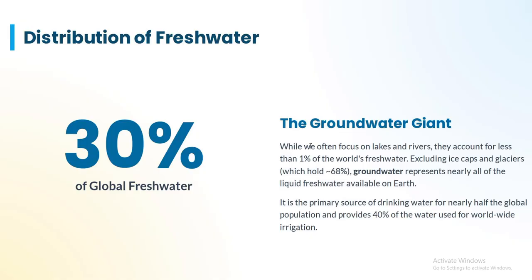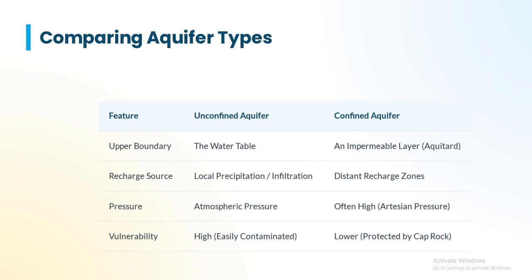Maybe that's why wells are so important. It is the primary source of drinking water for nearly half the global population and provides 40% of the water used for worldwide irrigation. Wow, it's crazy. I'm sure I got hiccups. It's not good.